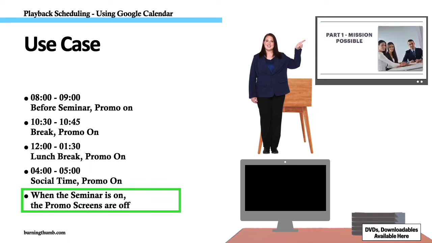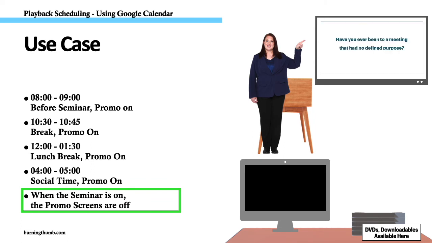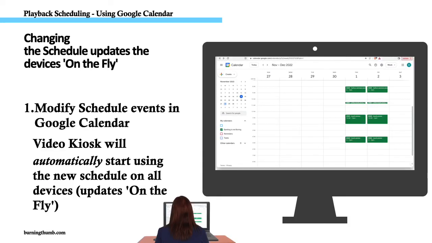This allows the digital signage to run itself, so Courtney can spend her time with her clients. And if she needs to update the schedule, she just opens Google Calendar on her laptop and makes the change. Video Kiosk will then start using the updated calendar schedule on the fly, meaning nothing needs to be restarted. What could be easier than that?